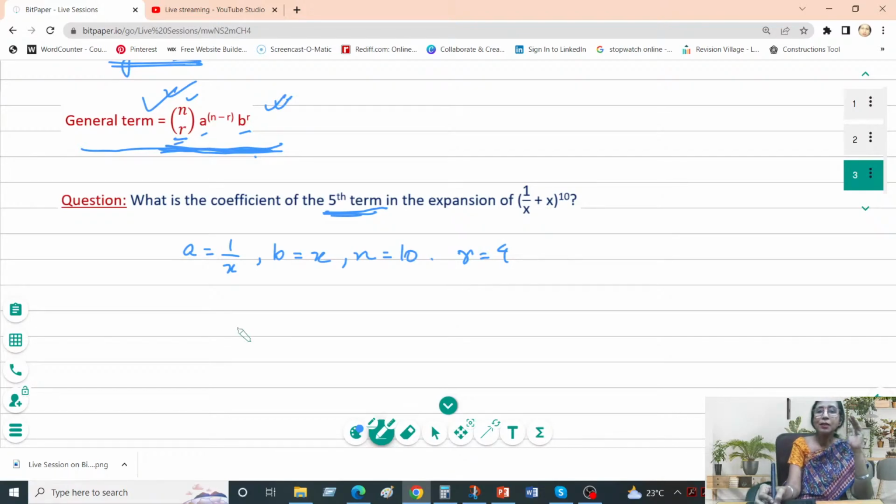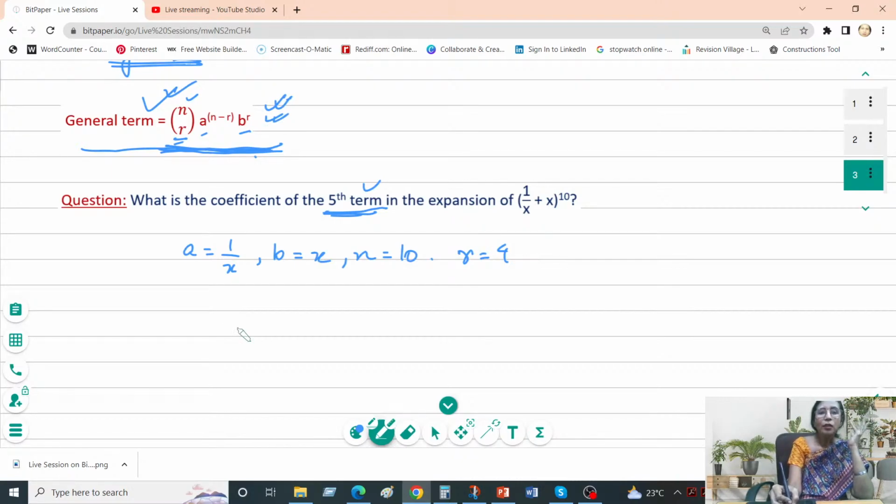Because r's value starts from 0, for any term, you have to just subtract 1 from the term number to get the value of r. So in this case, the r value for the fifth term will be equal to 4. Clear? Now we will be just substituting the values in this expression and we will be getting the fifth term.